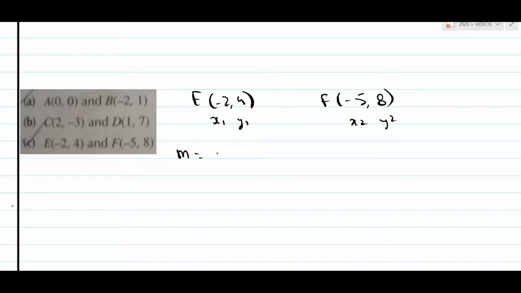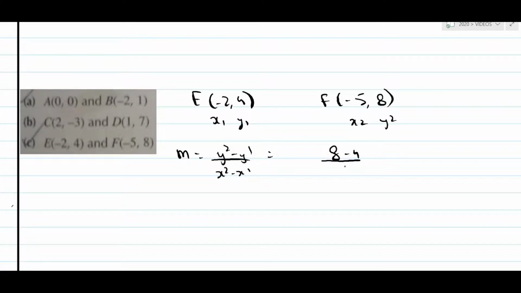Now let's move on to part C. In part C you have two coordinates, which are E is minus 2, 4 and F is minus 5, 8. Now once again, in order to make things easier for ourselves, write down the coordinates as x1, y1 and x2, y2. The formula for gradient is m equals y2 minus y1 upon x2 minus x1. Now just plug in the numbers.